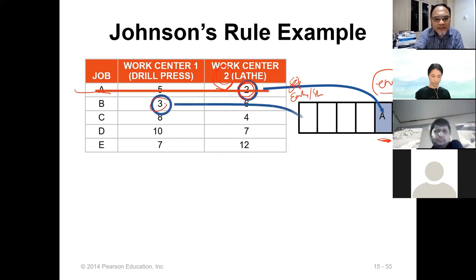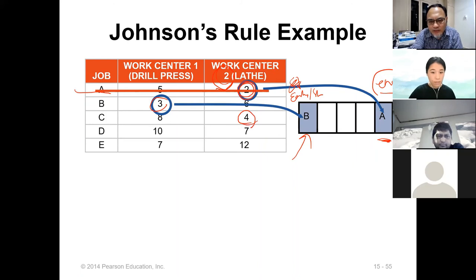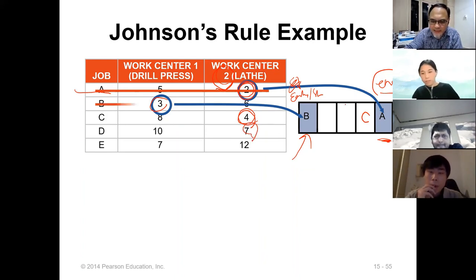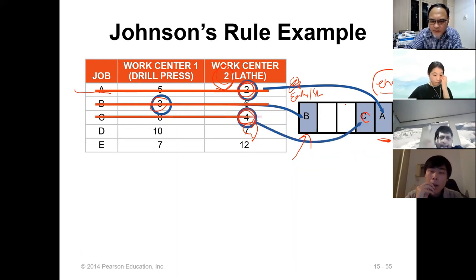B is at machine one, so you assign it at the front. Then C, the shortest is here, so you assign it here. All right, then D, you assign it at the center. You cross out, then you have done C.